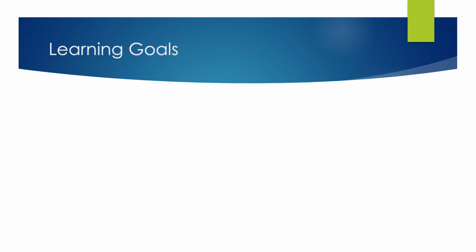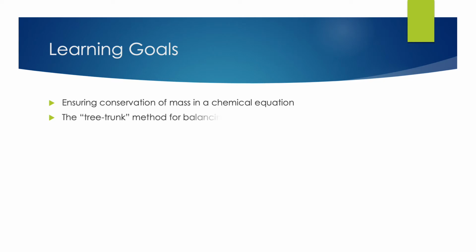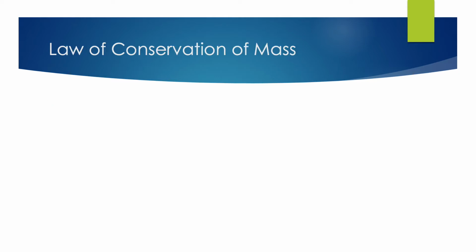So our learning goals are going to include ensuring that there is conservation of mass in a chemical equation. That's why we balance equations. And I'm going to talk about the tree trunk method for balancing equations. There's other videos in the lesson that also talk about this, but we'll give it a quick run through and show you a couple of examples so you can learn how to use it.